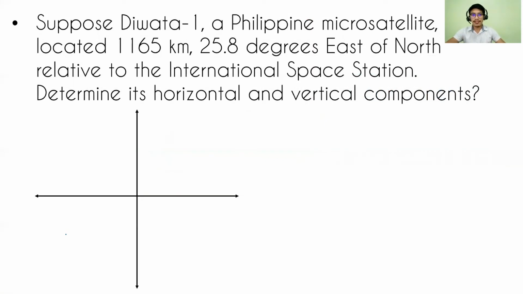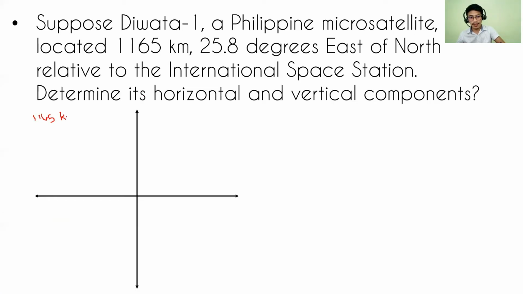For example, we have this problem. Suppose Diwata 1, a Philippine microsatellite, is located 1,165 kilometers, 25.8 degrees east of north relative to the International Space Station. Determine the vertical and horizontal components of that vector. Let us write first the given.